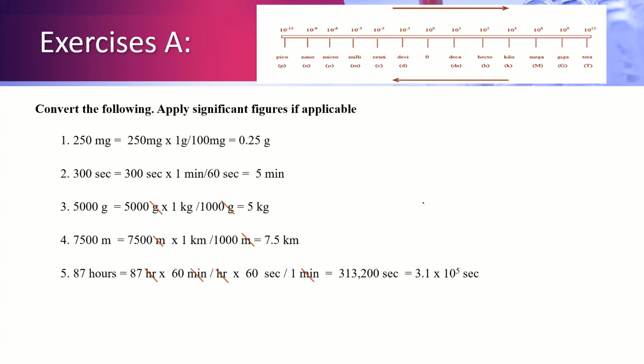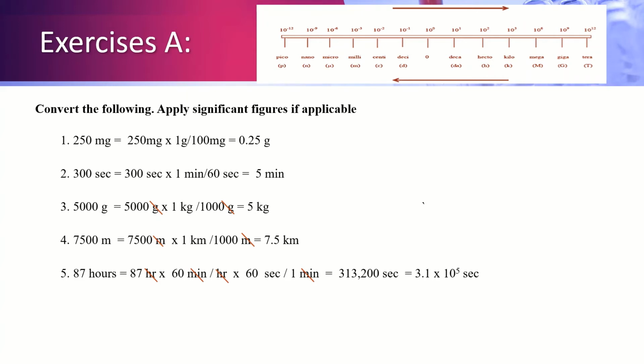Now, for the third exercise, you convert 5,000 grams to kilograms. Multiply 5,000 grams times 1 kilogram over 1,000 grams. You cancel grams, you're left with kilograms. So 5,000 divided by 1,000 is equal to 5 kilograms.